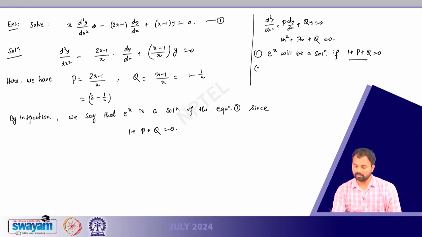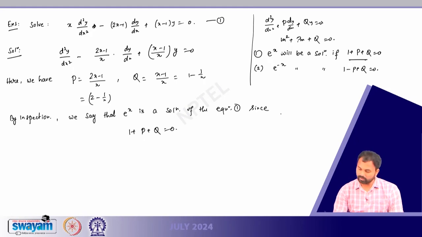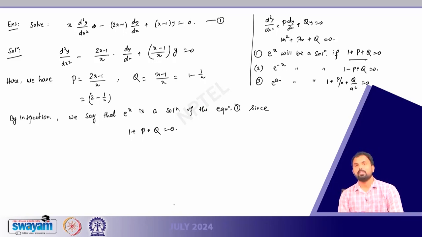Right. Similarly, the second condition is e to the power minus x will be a solution if 1 minus p plus q equals 0, and e to the power ax will be a solution if we have 1 plus p by a plus q by a square equals 0. Right. So, here we are saying that e to the power x is a solution because we can check 1 plus p plus q.